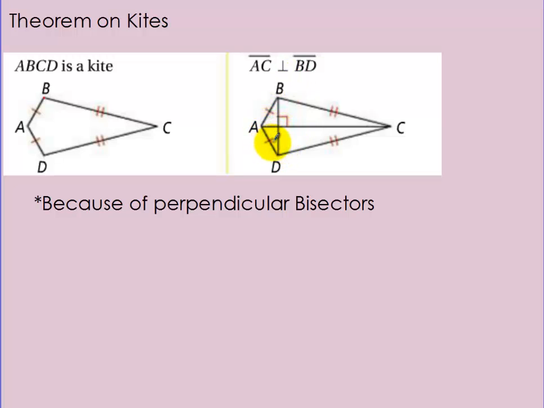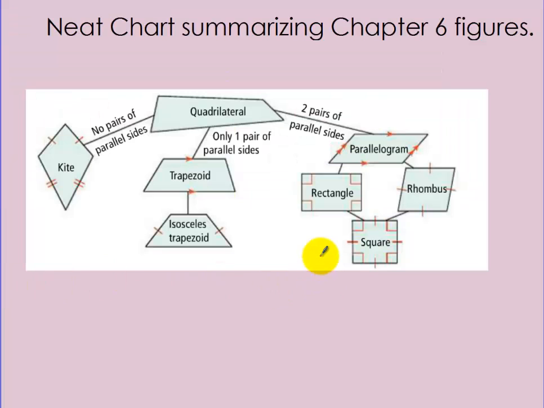We got perpendicular bisectors, that same theorem 5.4. You got an isosceles triangle up here and one up here. So it's perpendicular bisectors. All right, next thing. So we got a chart that's summarizing a lot of what we did in chapter 6. I thought it was kind of neat.